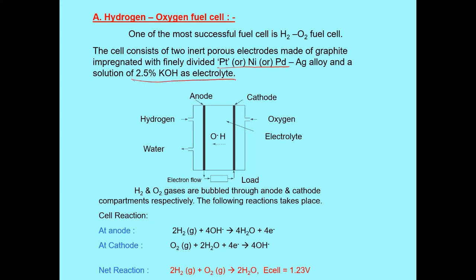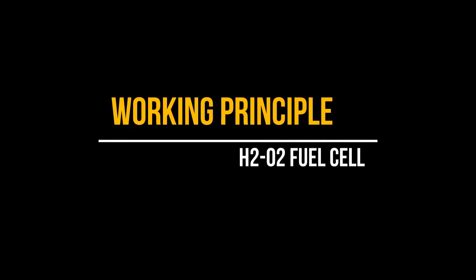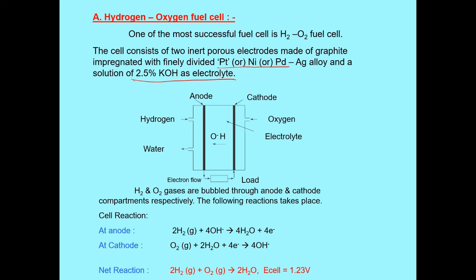So the fuel cell consists of three main parts. The first one is the anode, the second one is the cathode, and the third one is the electrolytic solution. Here the electrolytic solution will be 2.5% KOH solution. Now what is happening at the anode? At the anode the oxidation reaction takes place. What will happen in the cathode? In the cathode, the reduction reaction will take place.